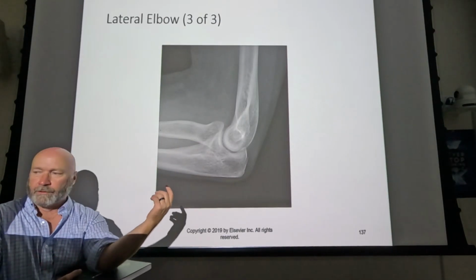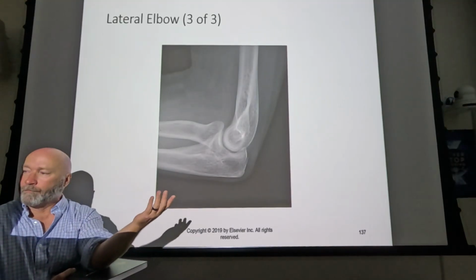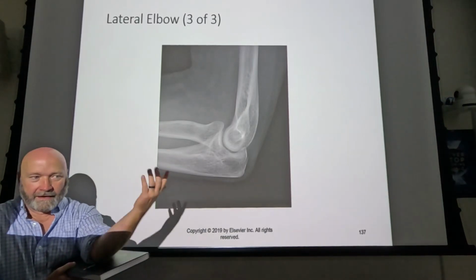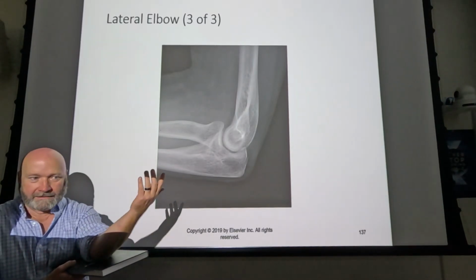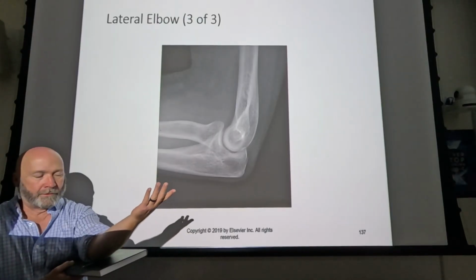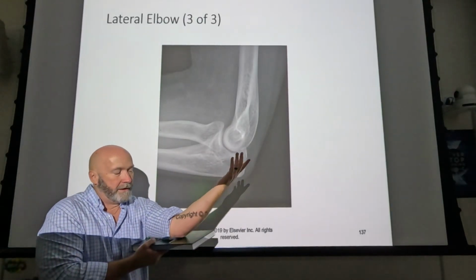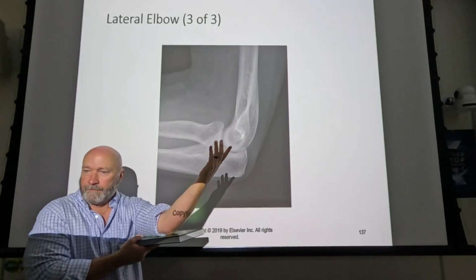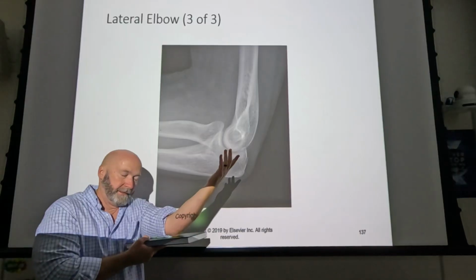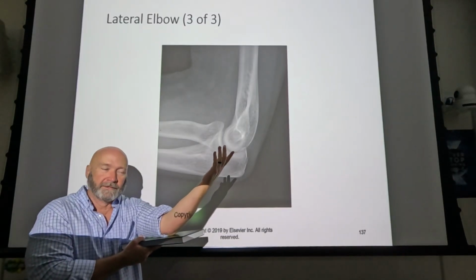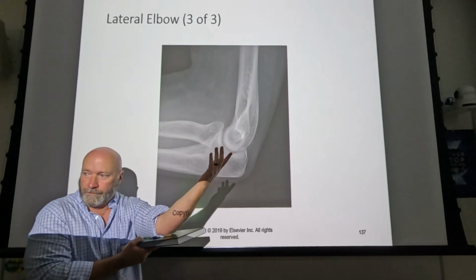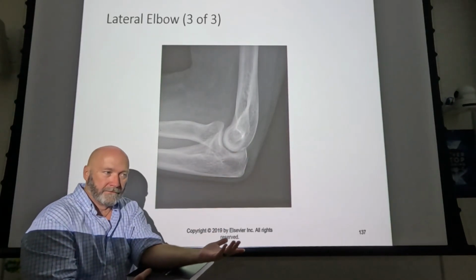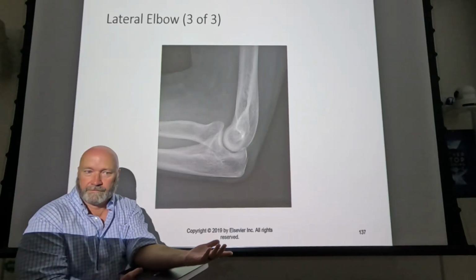What you're going to do is a partial flexion. You may have to support the forearm, because they're in pain and don't want to straighten it out. You're going to shoot partial flexion with the humerus parallel to the image receptor, essentially perpendicular to the distal portion of the humerus. And then you're going to take a second one with the radius and ulna parallel.